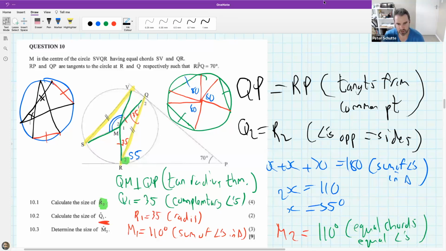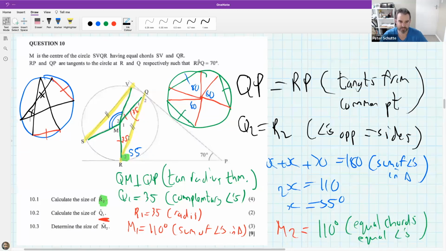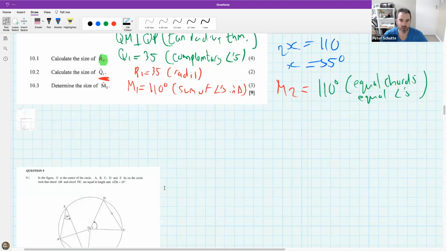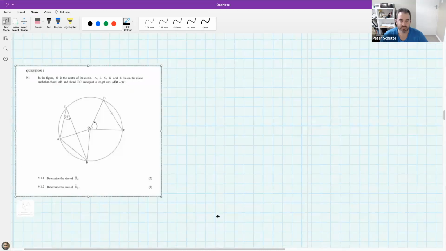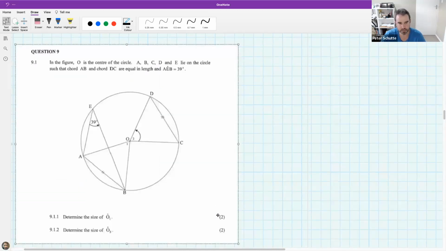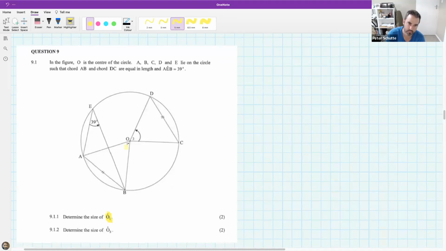Okay, I'll give you a moment just to take a screenshot if you want, because I know that theorem is not as commonly used as the other ones. And then we're going to move on to another question. We're building up our stamina and our fitness. Okay, let's do this exam question. You need to find me O1 and O2. So here's O1, and then here is O2.